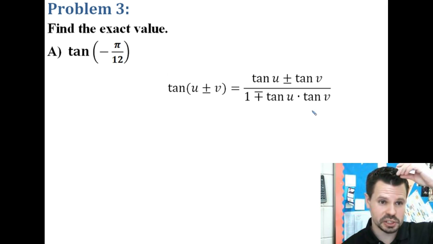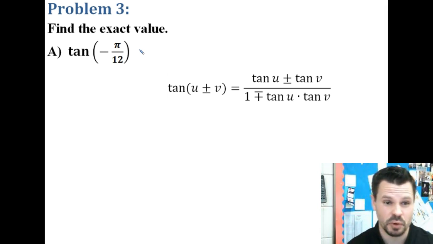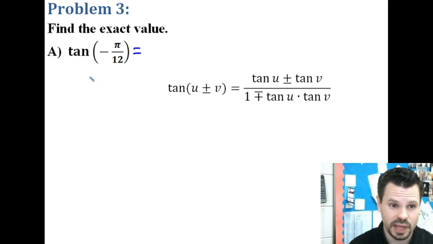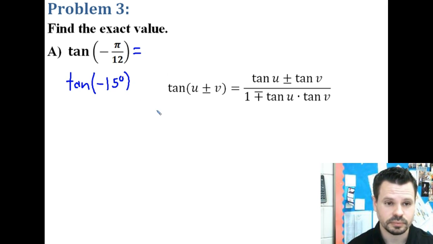Okay, so let's go through this. Similar problem to what we just did with sines and cosines. We want to figure out what the tangent of negative pi over 12 is. Now, that's the same thing as the tangent of negative 15 degrees. Okay, so we can convert that angle to degrees. We've already dealt with this one.